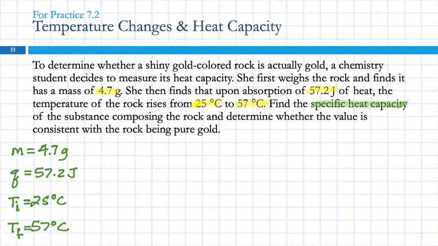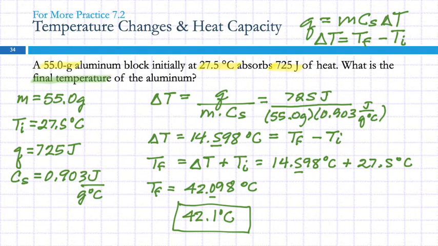And it's asking us for the specific heat capacity. Well, there's an equation for that: Q equals m c delta T. This c sub s is the specific heat capacity that we're trying to find. So we're going to take the... Okay, who knows where I left off, but there we are.